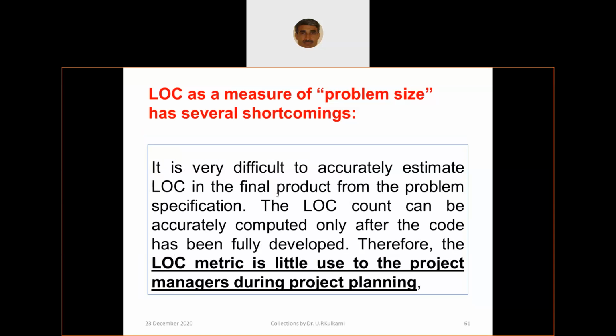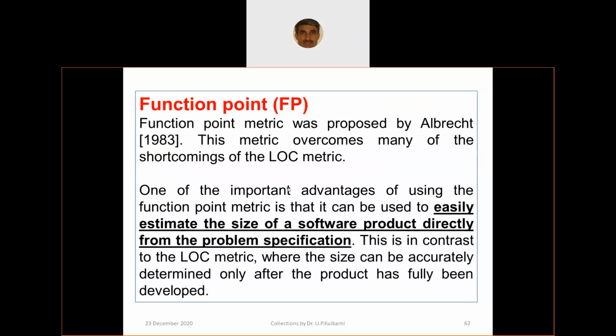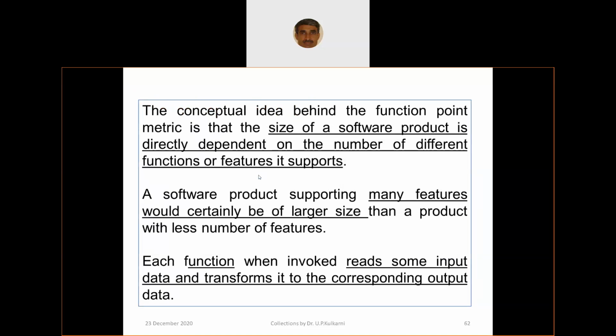So there are difficulties with lines of code. That's why we go for another variation that is called function point. This metric, here what is it that we do? The function point metric can be used to easily estimate the size of the software product directly from the problem specification. The problem specification. Now let's look into that.